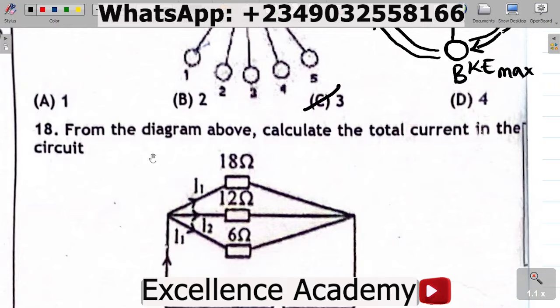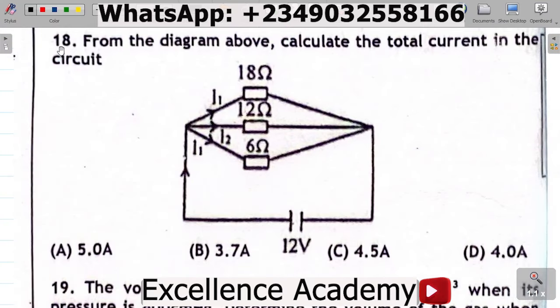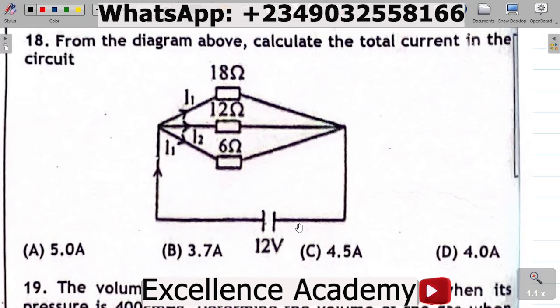Okay, question number 18. Let's look at question number 18. From the diagram above, calculate the total current in the circuit. So you have voltage, you have current I, then you have 3 resistors here. You are asked to find the total current in this circuit. Now, how do we solve this? To solve this, your first task would be to resolve these 3 into 1 resistor. In essence, find the equivalent.